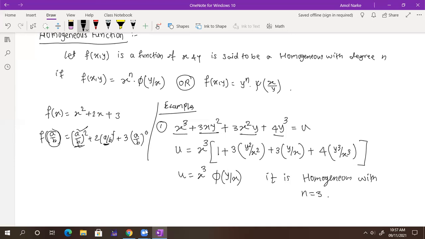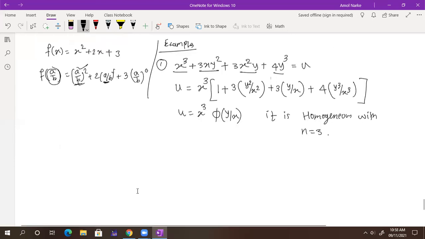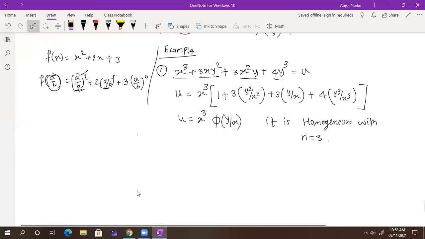Okay, so is it okay? Everyone understand the first example? Yes, sir. So let's do the second example. What they are talking about: x raised to 4 plus 3 x square y square plus xy square plus xy cube. You can call this my u function. So tell me whether u is homogeneous here.